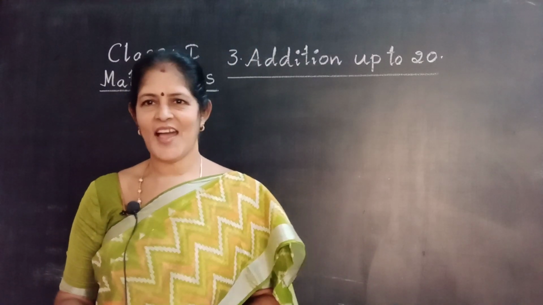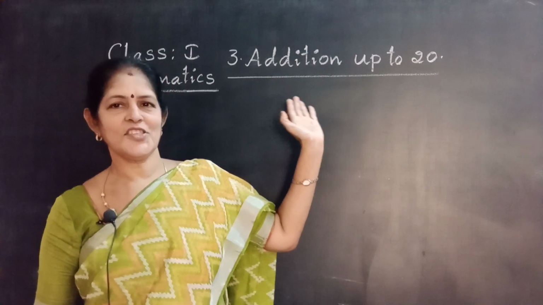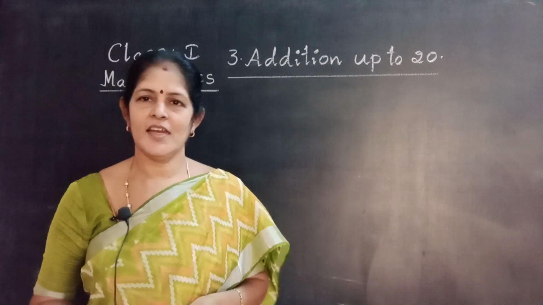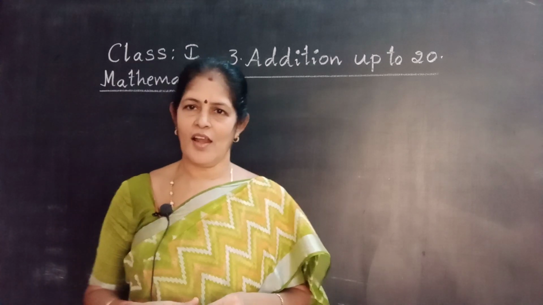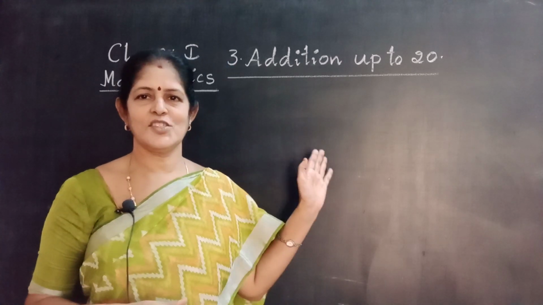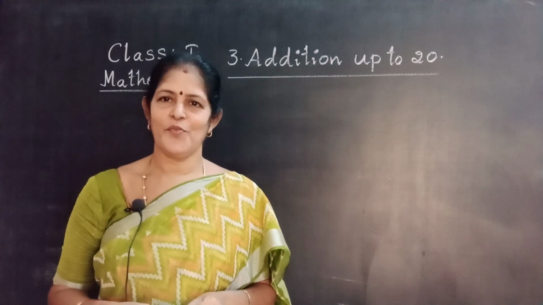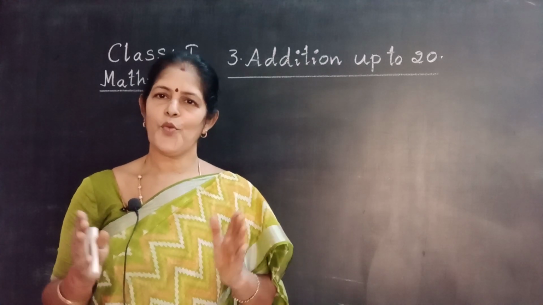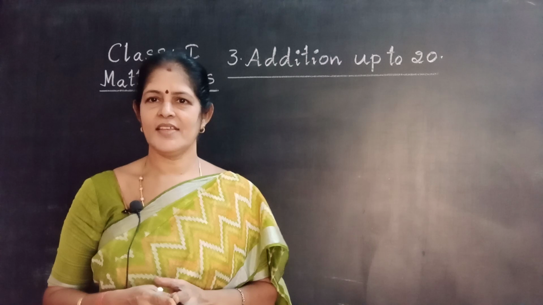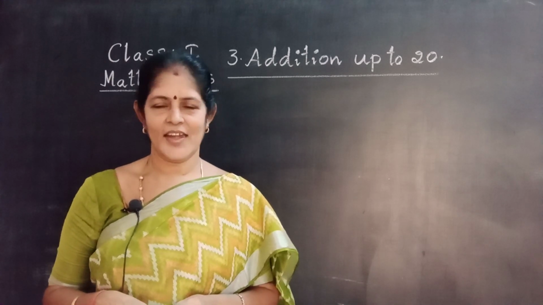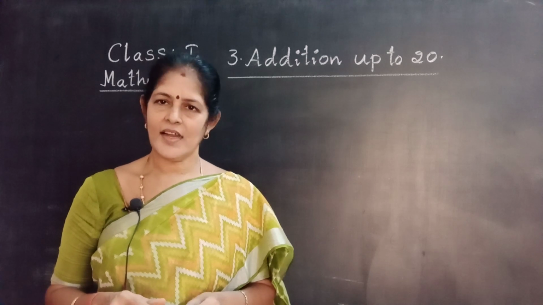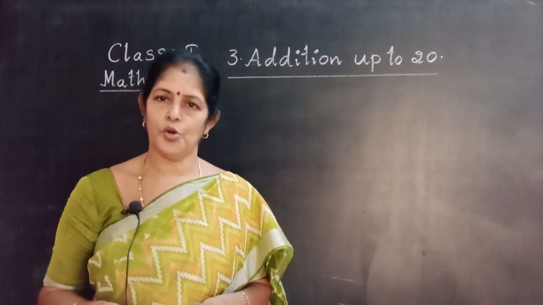Welcome to maths class. Continuation of third chapter, addition up to 20. Once, we are going to recall what you have learned in this chapter. Addition, putting two or more numbers together is called addition. Plus is the symbol for addition. The result of addition is called total.